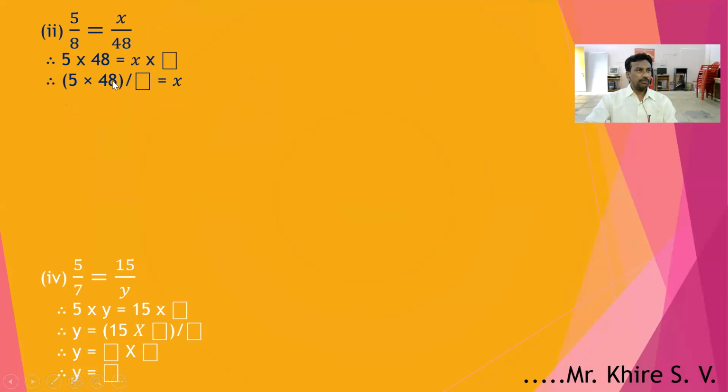Then we divide 48 by 8. 8 6s are 48. Therefore we will get x is equal to 5 into 6, and 5 6s are 30. Therefore the value of x is 30.